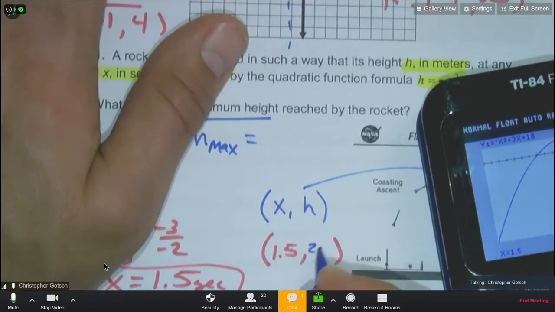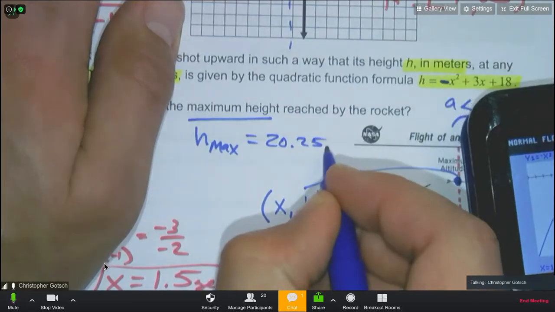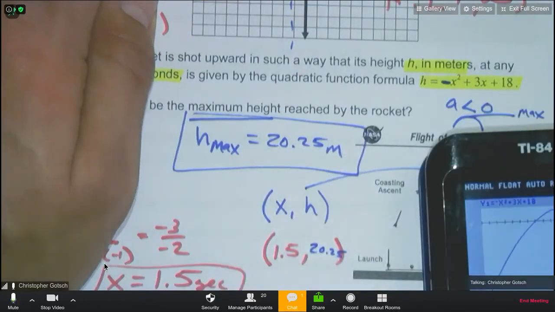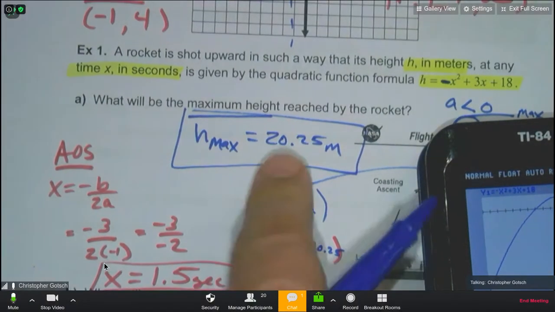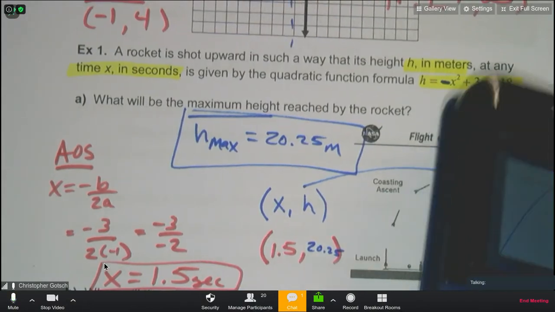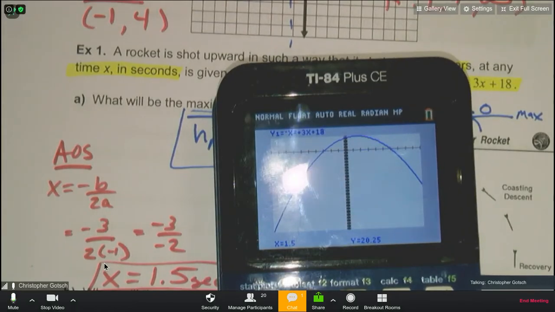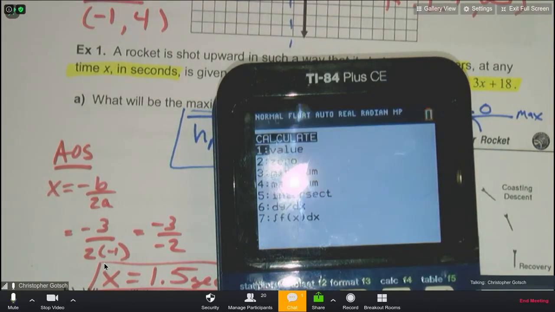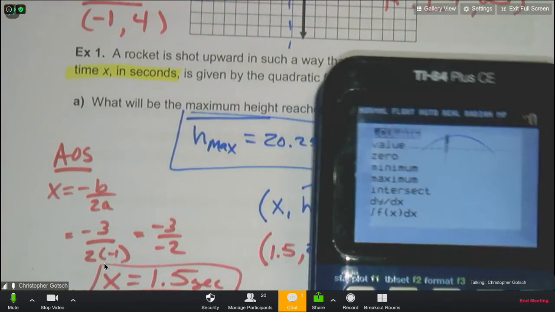So this guy right there was 20.25. Let me know if you're not getting that. And this was in what, meters? So that's our maximum height. When did it happen? It happened at 1.5 seconds. I got 20.25 meters. Now, we've shown you other ways to find that maximum, right? You guys remember finding the max a different way? Second trace, number 4, maximum. So second trace max is another way to do it.